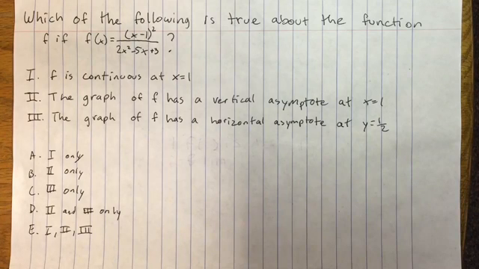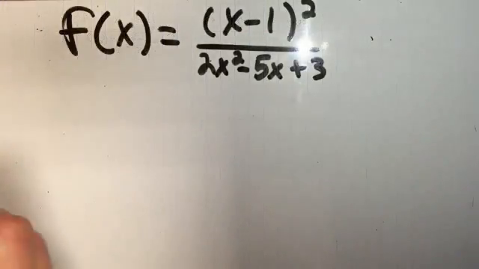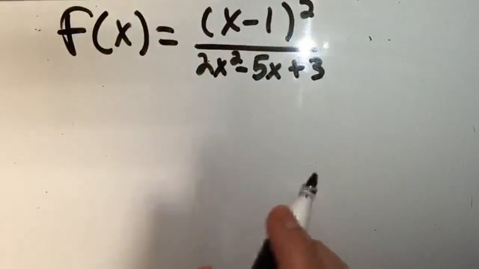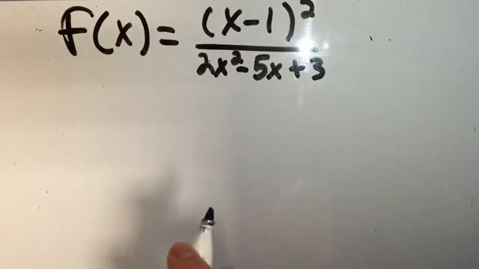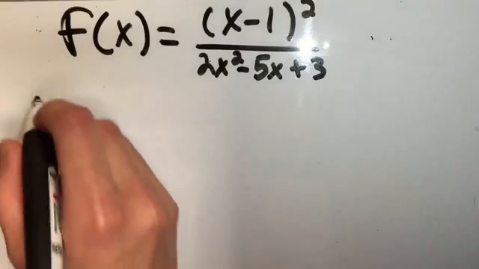This is a tricky problem because we have to go through all of these steps first and then select the answers based on what we find out from here. So let's start with number 1. I moved the function over here, and what we're trying to determine is whether f is continuous at x equals 1. In order for this to be true, 3 things need to be happening.